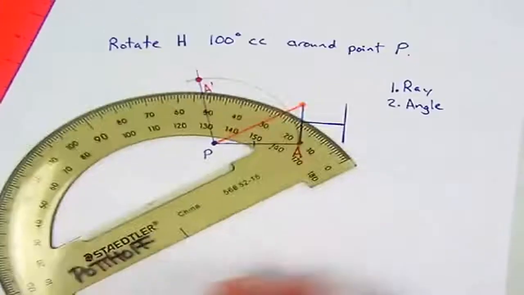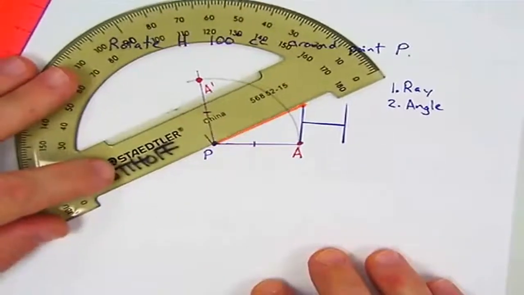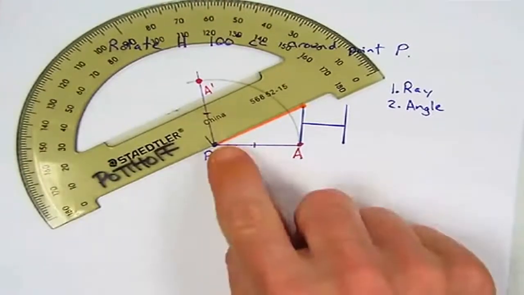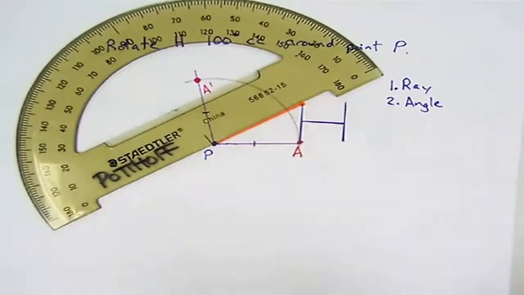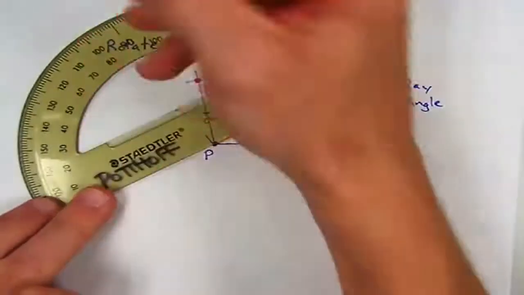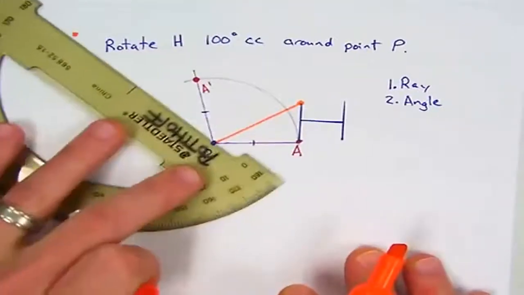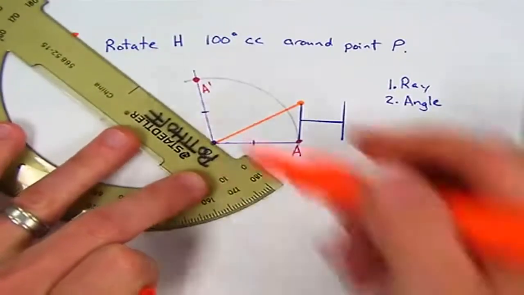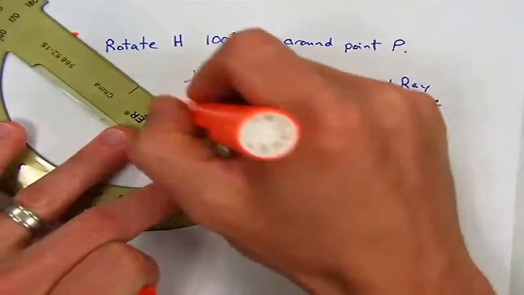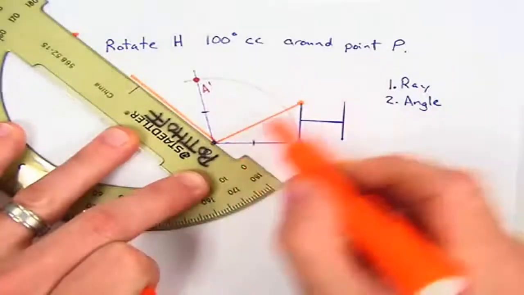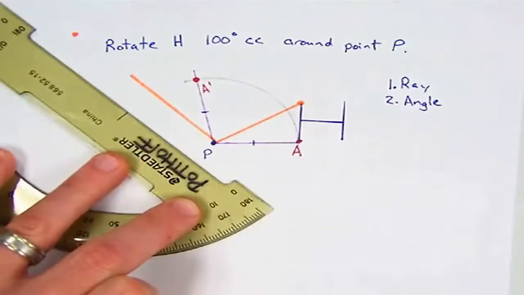So we will use a protractor again. So we set the center, line it up with 0. We go around 100 degrees counterclockwise, make our point. Okay. And then we make our second ray at least as long as this. Does that look good? Yeah, that looks good.